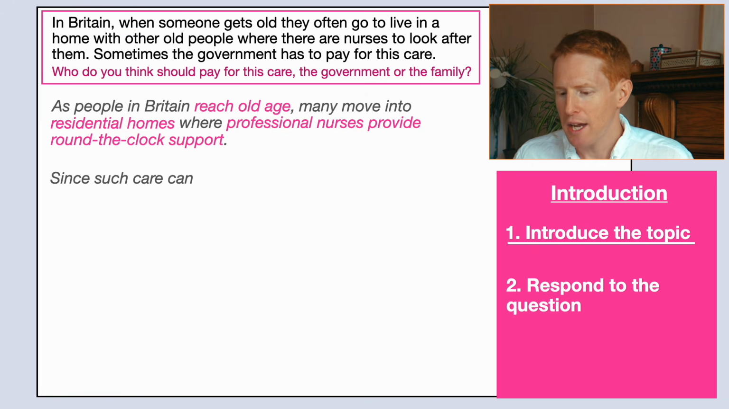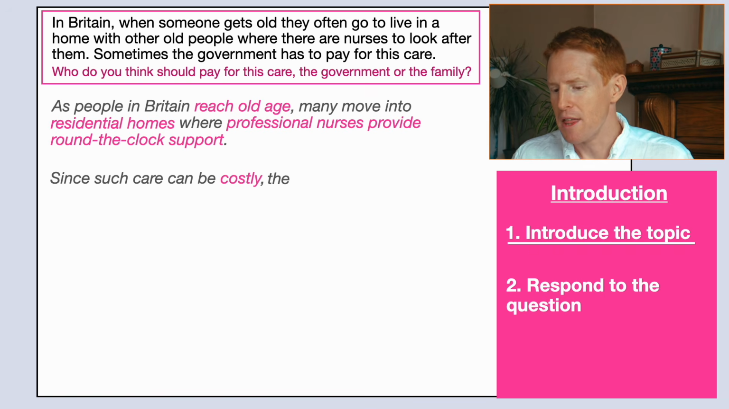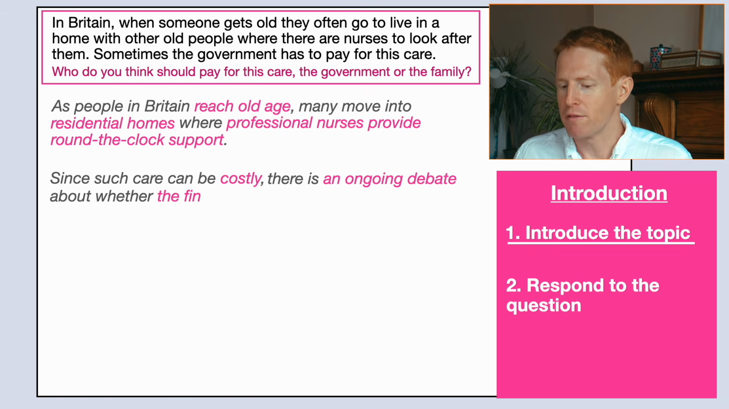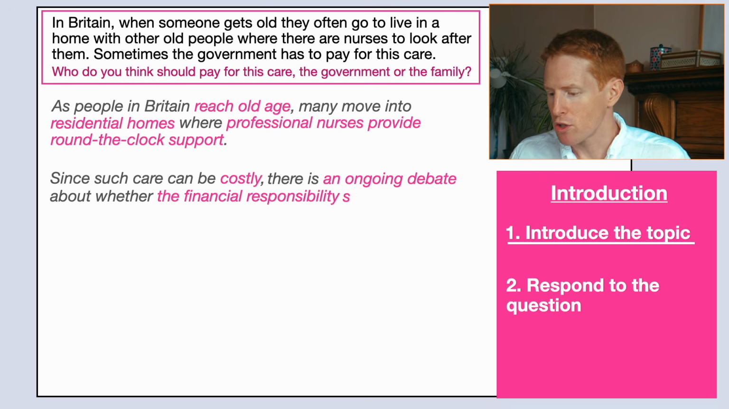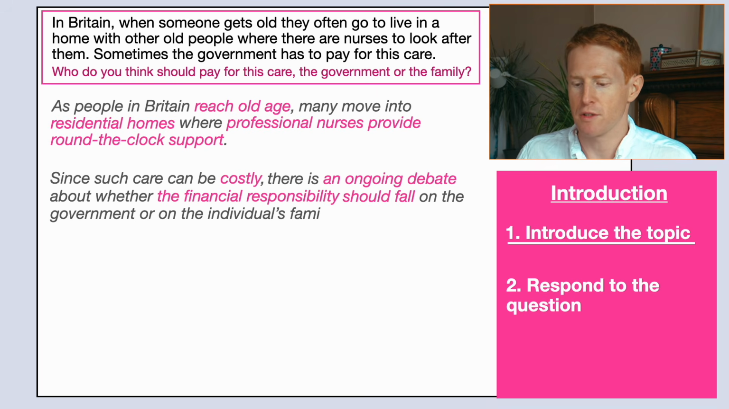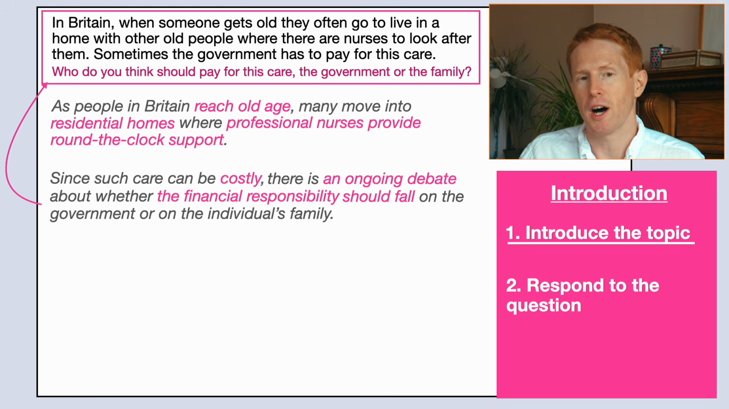Since such care can be costly, now costly is a synonym for expensive, there is an ongoing debate. So we're suggesting that there's not a complete answer. It's an ongoing debate. There's still contention. There's still debate about whether the financial responsibility should fall on the government or on the individual's family. So this part answers the second part of the question. Who do you think should pay for this care, the government or the family? So we've introduced the topic with our two sentences.